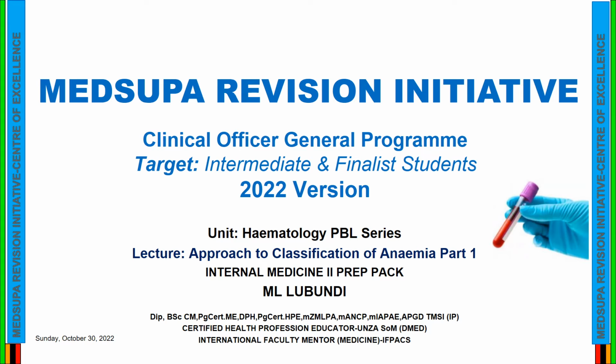Today we are now looking at approach to classification of anemia part 1. So usually students have problems when it comes to hematology. Hematology is a course on its own. Hematology is both a basic science and a clinical science. So you have to understand at what point hematology becomes a clinical science, and at what point hematology remains a basic science. That's very important.